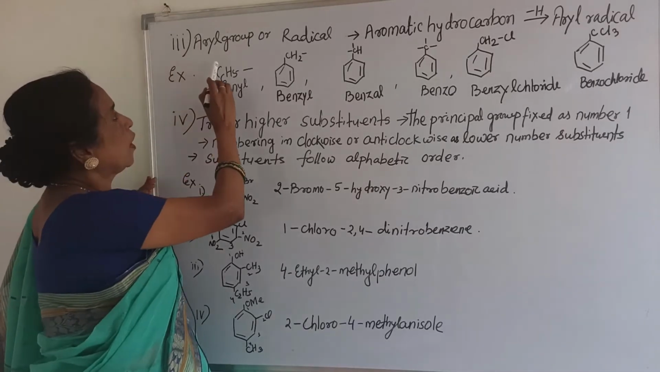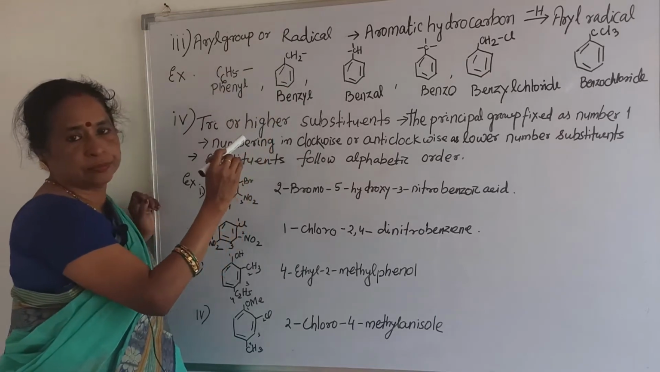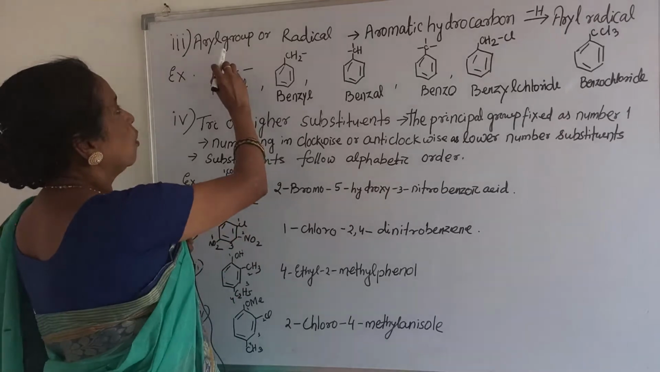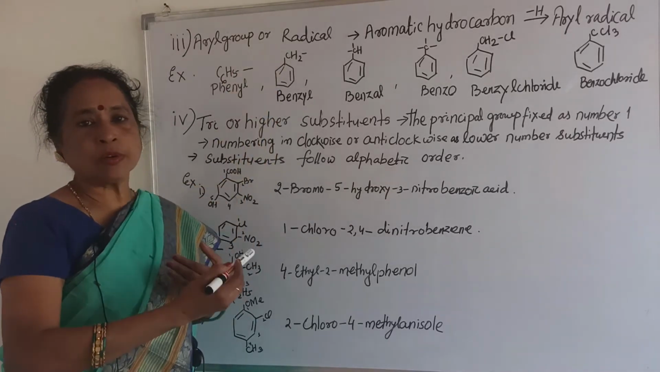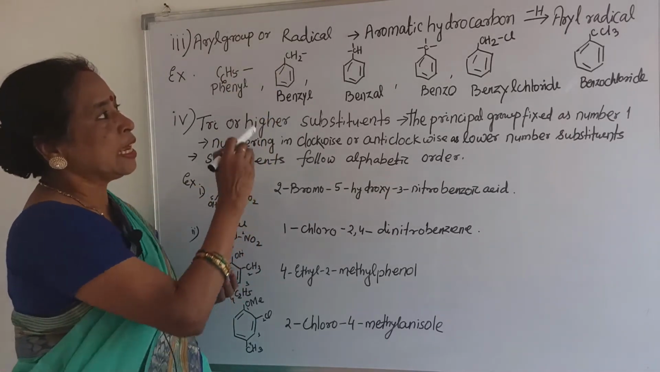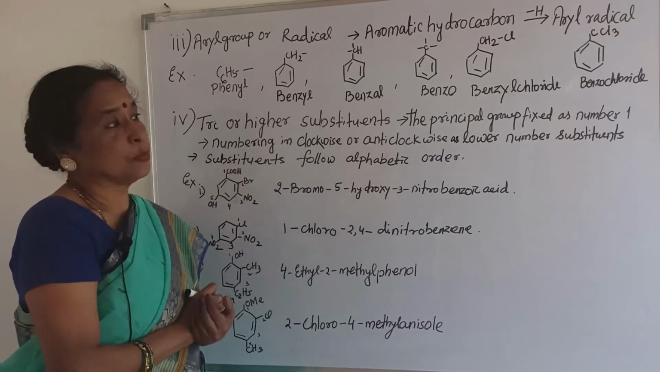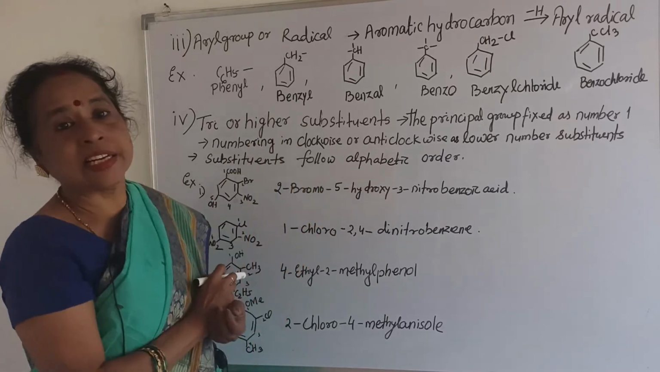Come to the third point, aryl group or radical. It can be known as an aryl group or aryl radical. How can you get an aryl radical? In an aromatic hydrocarbon, if a hydrogen atom is removed, then it is known as an aryl radical.